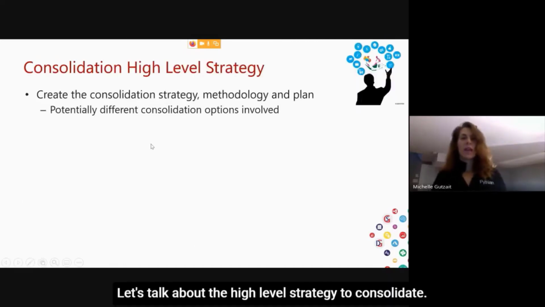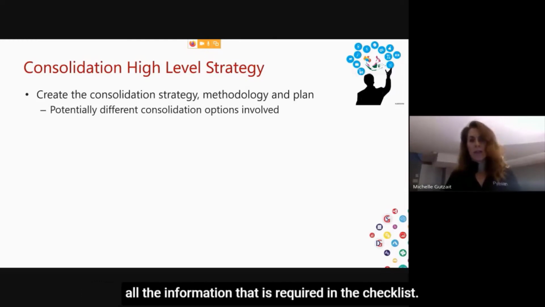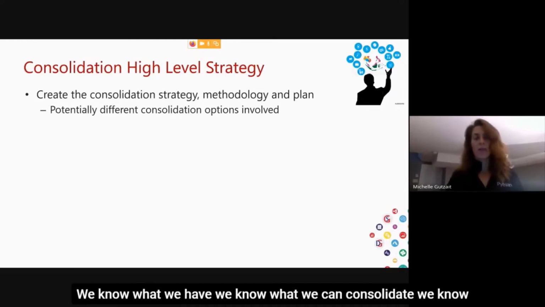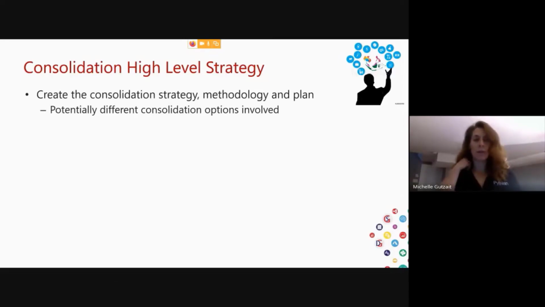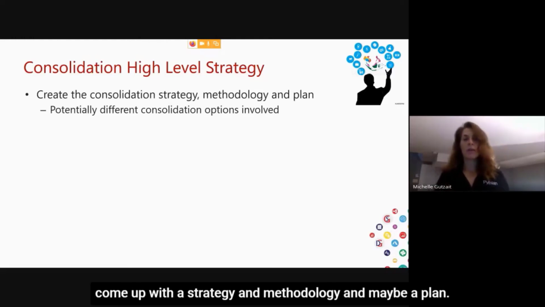Let's talk about the high-level strategy to consolidate. So basically we have everything. We gathered all the information that is required in the checklist. We know what we have. We know what we can consolidate. We know what is feasible to consolidate and how. And now we need to come up with a strategy, a methodology, and maybe a plan.